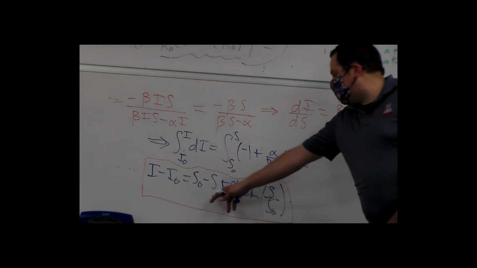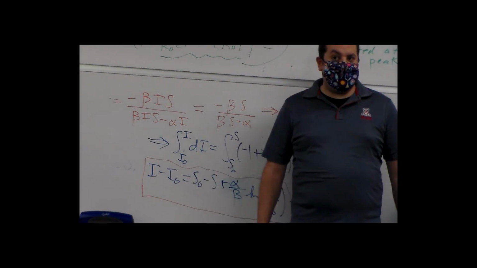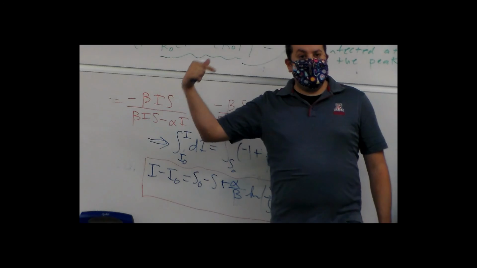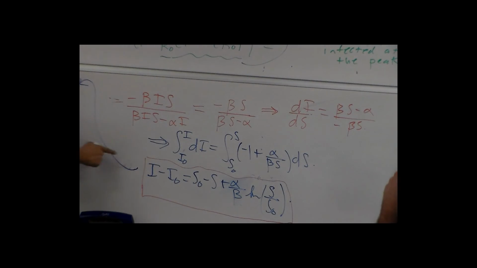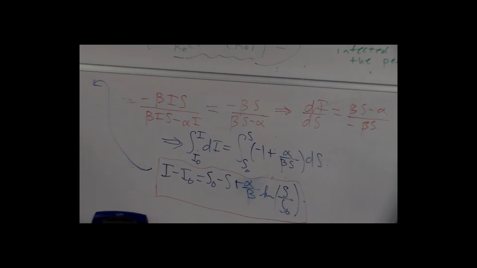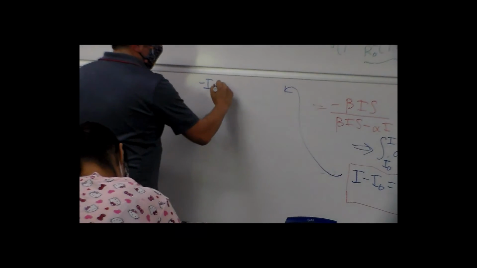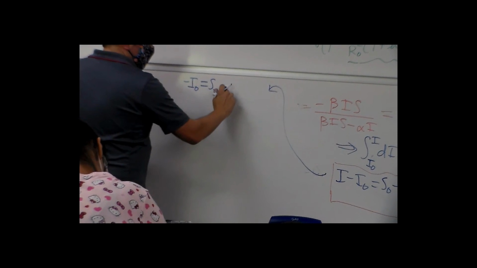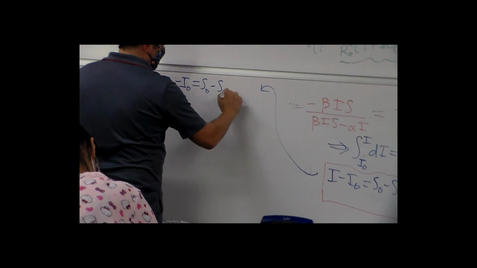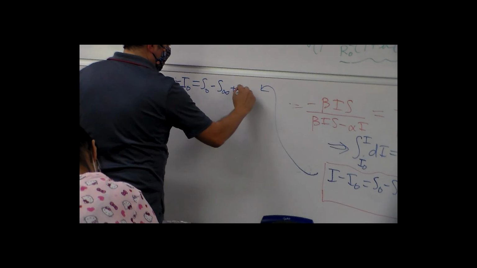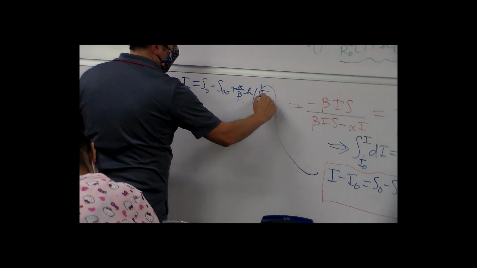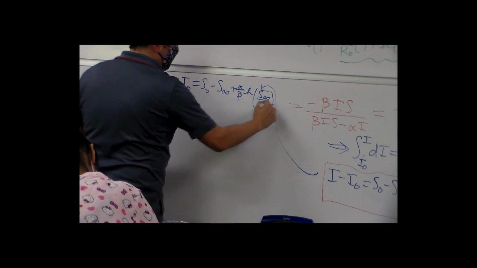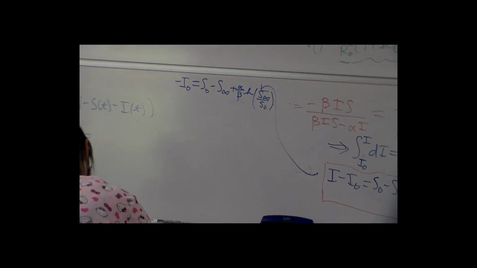Good. This is telling us, give us any S, we can figure out the I, right? But we know what the I is at time equals infinity. So from this equation, there's a reason I didn't want to erase it. I know that negative I naught is equal to S naught minus S infinity plus alpha over beta log of S infinity over S naught. Is this okay? All right.